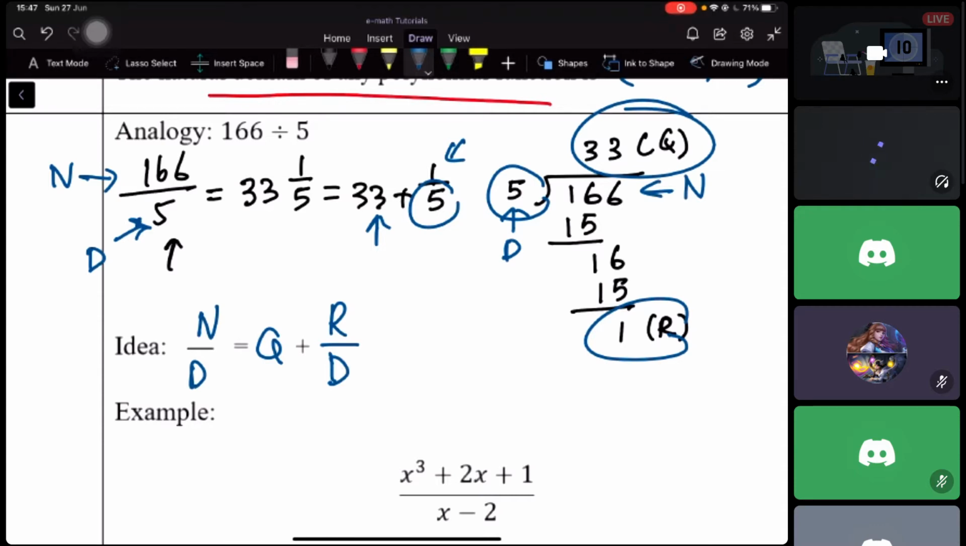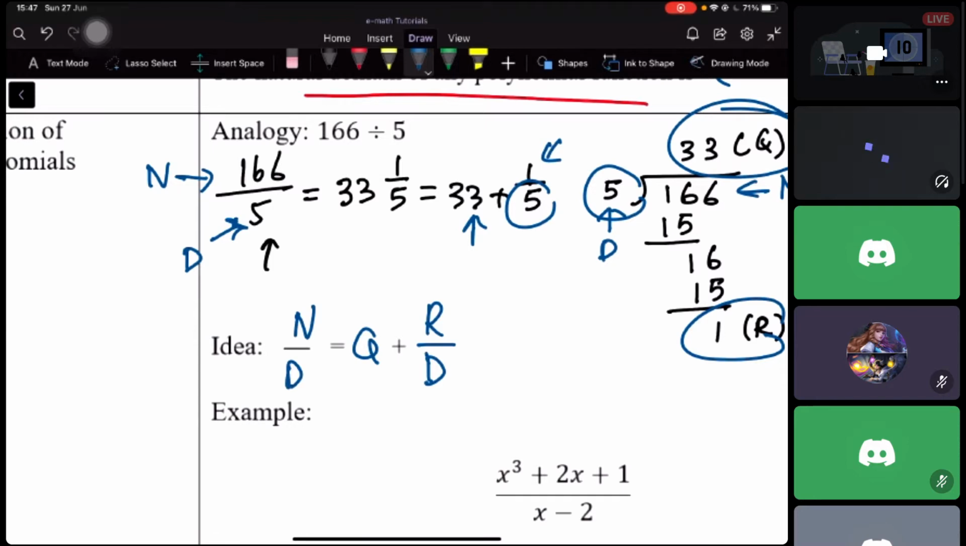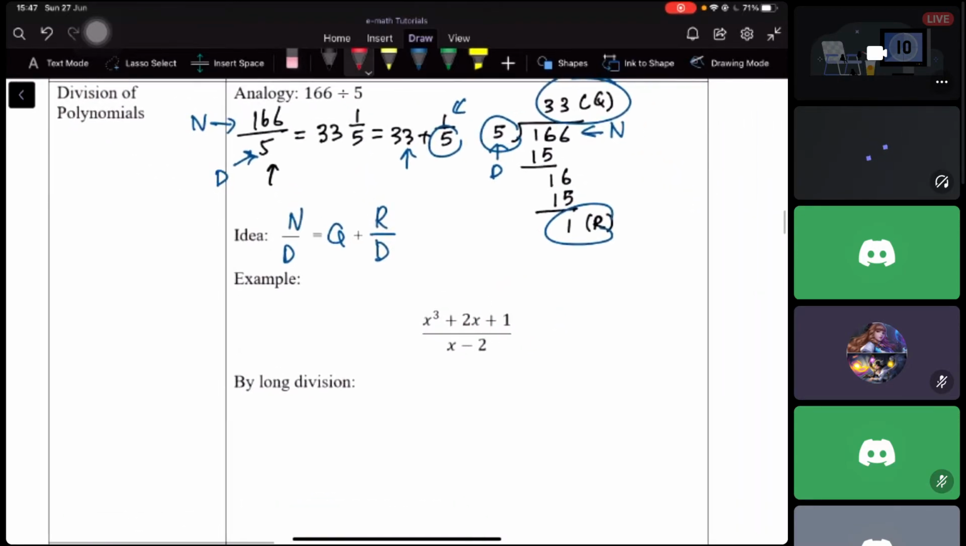Now we try to extend this idea a little bit. Back then you only learned about division of numbers. Now we want to learn about division of polynomials. And I told you that this is the definition of division. It's always numerator divided by denominator is quotient plus remainder over denominator. So what if I want to divide x cubed plus 2x plus 1 by x minus 2? What should I do? It's exactly the same thing that you'll do here, just a little bit different, just that you have your x and x squared, x cubed, everything comes in.